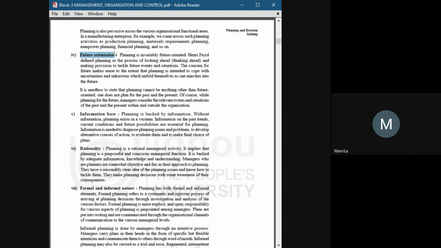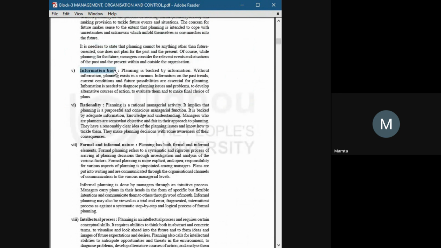Okay, we forecast the future sometimes while doing the planning. Like it can happen in the environment, it can happen in the political environment. So by considering all the points, we do planning of an organization.